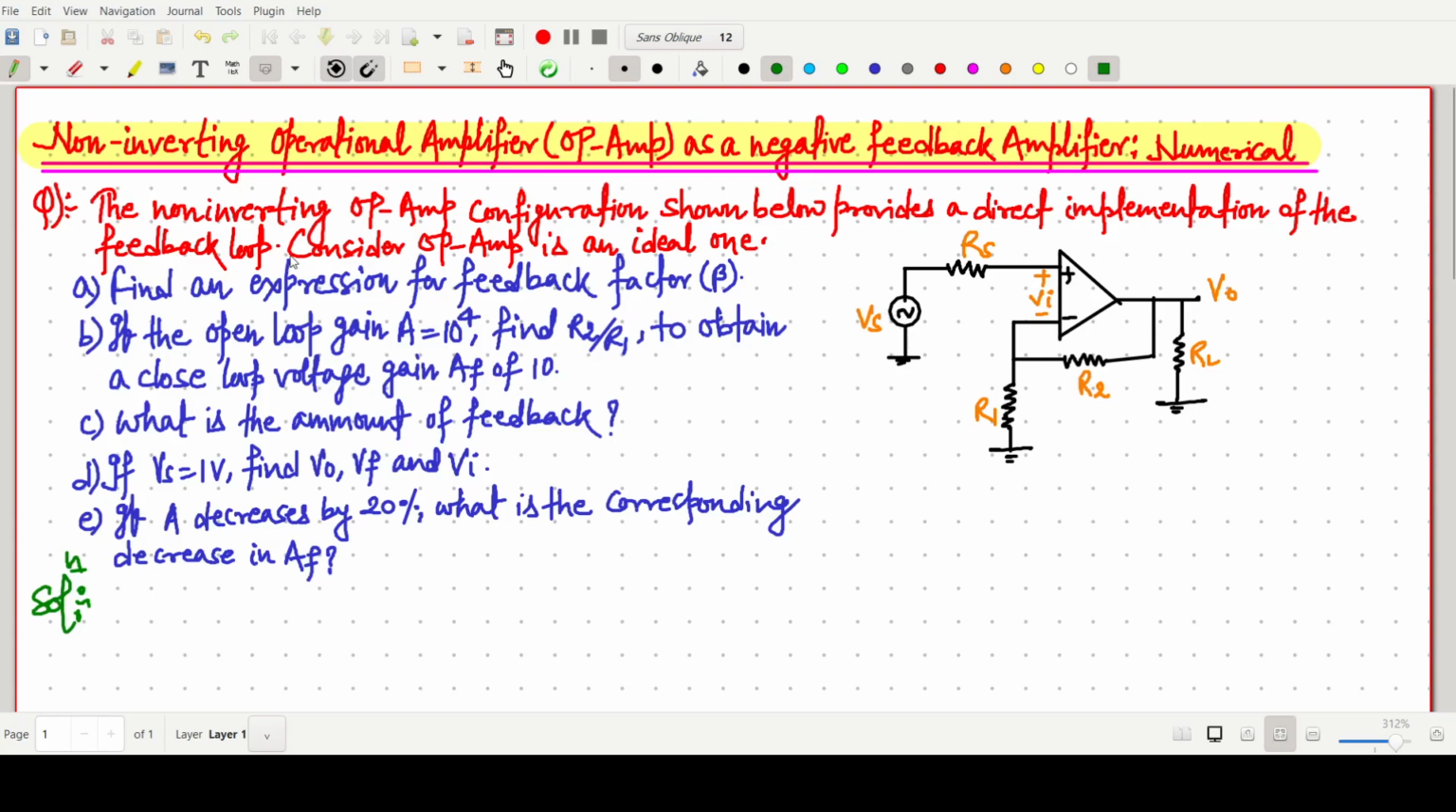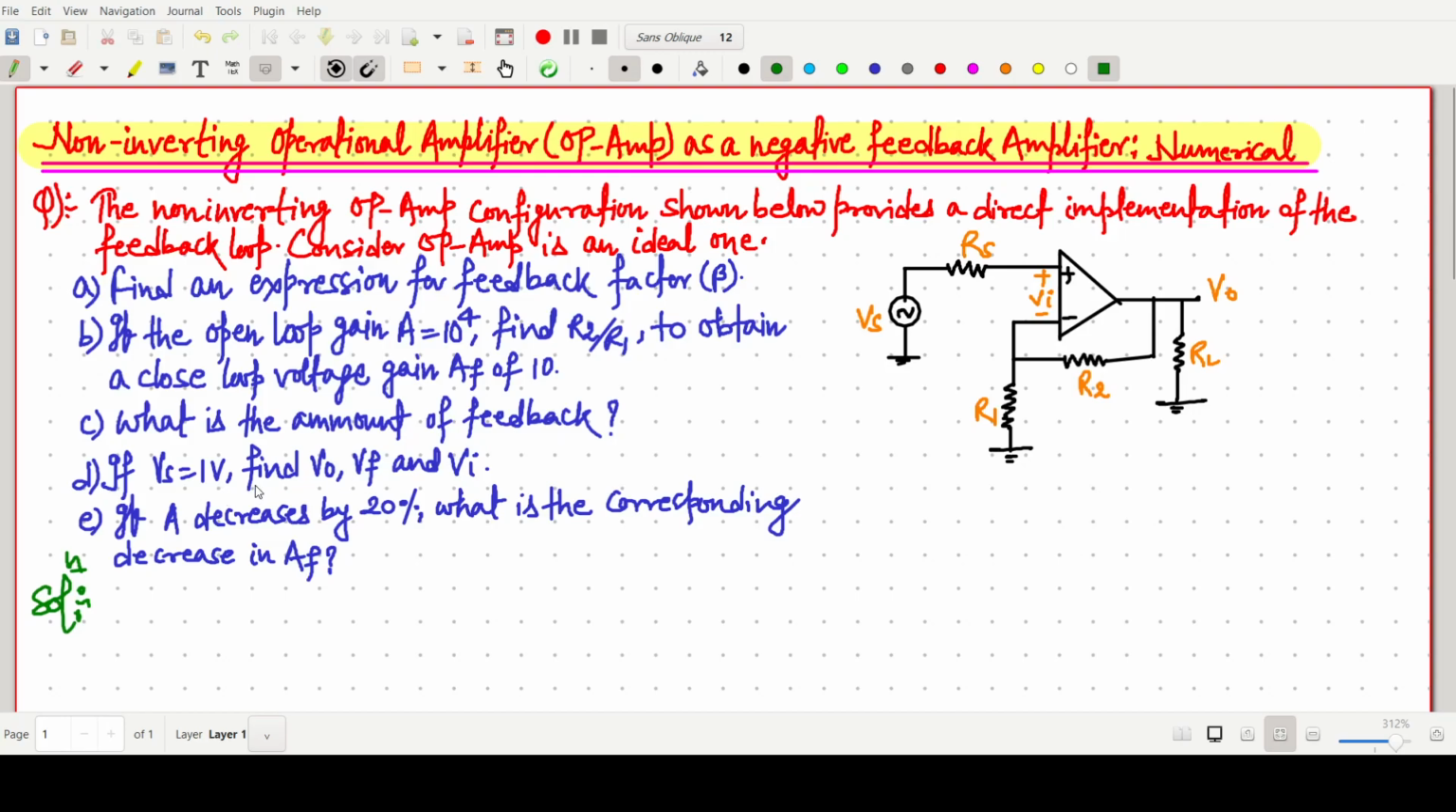The question is: the non-inverting op-amp configuration shown below provides a direct implementation of a feedback loop, which is our negative feedback. We have to find the following. Find an expression for the feedback factor beta. If the open loop gain A is 10 to the power 4, find the value of R2 by R1. What is the amount of feedback?